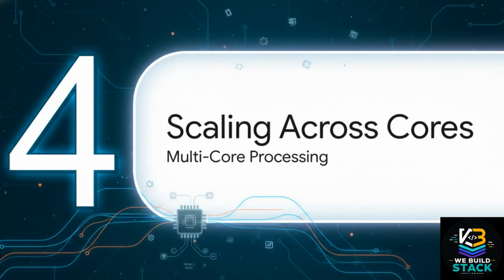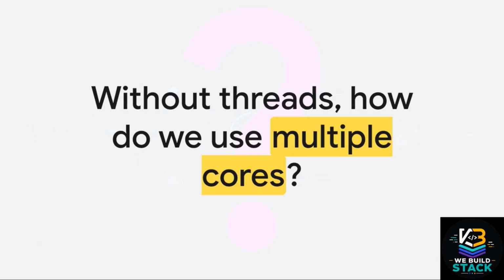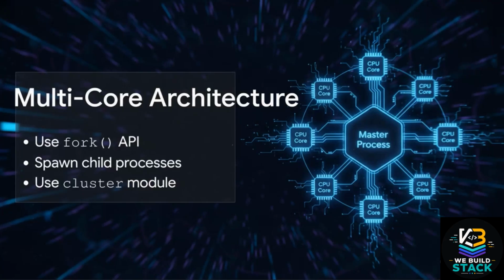Okay, Section 4. Scaling across cores. Multi-core processing without OS threads. This brings up a really fascinating technical question. It's one you are almost guaranteed to hear in an interview. If Node is specifically designed to be single-threaded without OS threads, how do we actually take advantage of multiple CPU cores for heavy workloads?